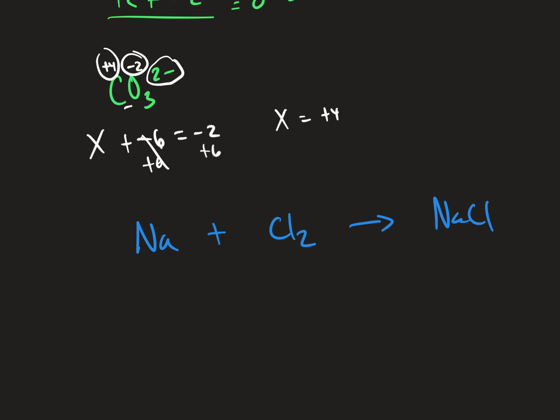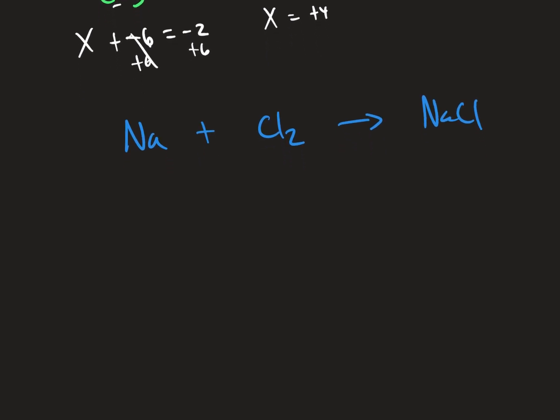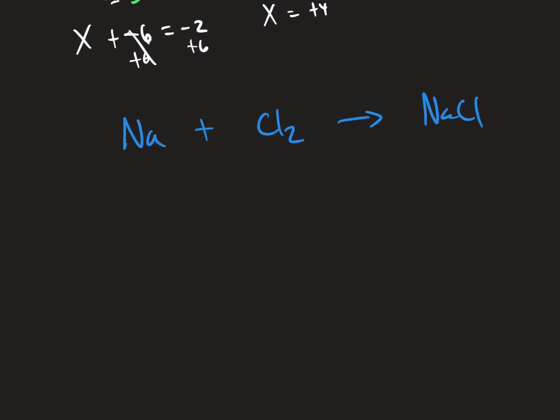So start by, in fact, should we make a list of steps? That'd be useful. Step 1, determine oxidation numbers. Are we determining it for the products or the reactants? You got to do both, actually. But which one do you do first? That doesn't matter.